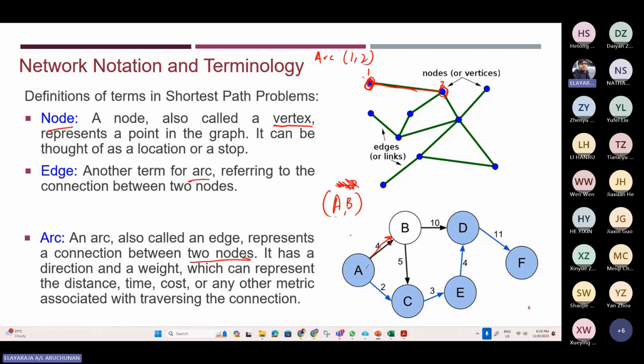And it has a weight. Weight means, for example, if they say A to B is 4 kilometers, the 4 is the weight. Remember, this is what we call a weight. It can represent distance, time, cost, or any other metric associated with traversing the connection. So it's like B to D or D to F, E to D. That's what we call the arcs. Look at the directions of the arcs, they are usually given in this form. So now we know node, edge, and then arcs.